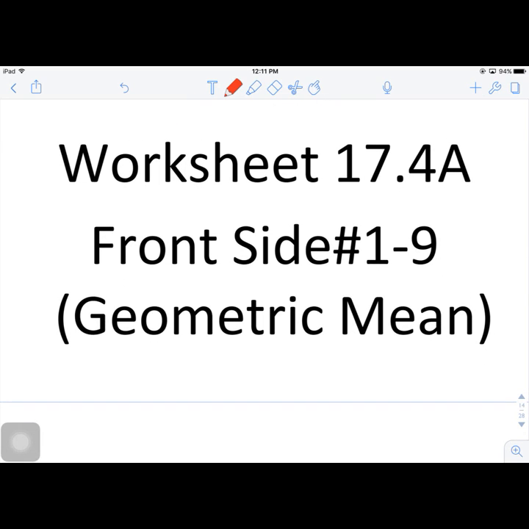And now you're going to go ahead and pick up the worksheet from the sub, worksheet 17.4a, and you're only doing 1 through 8. So there are only 8 problems on geometric mean. So make sure you do the side that says similar triangles. And that's the end of day 1.